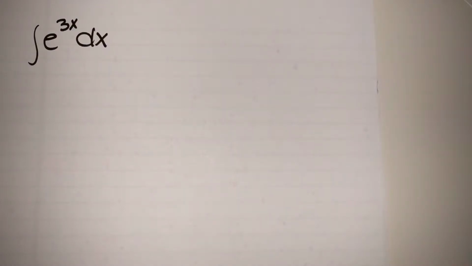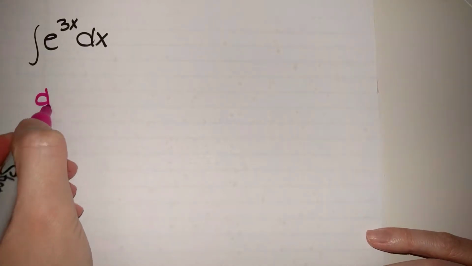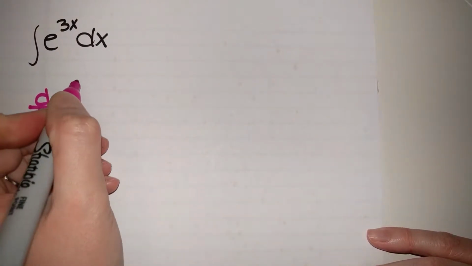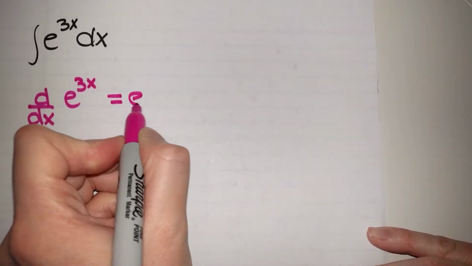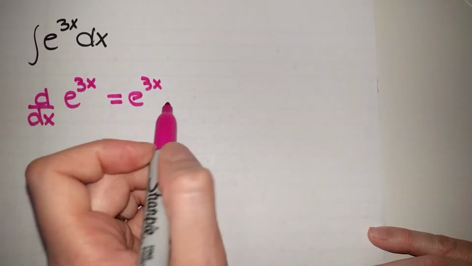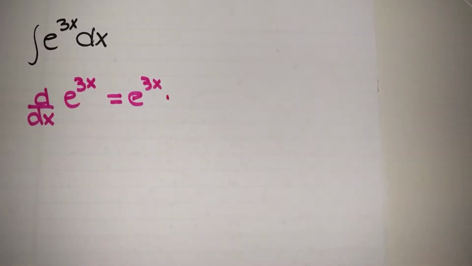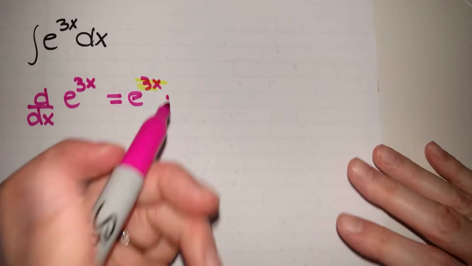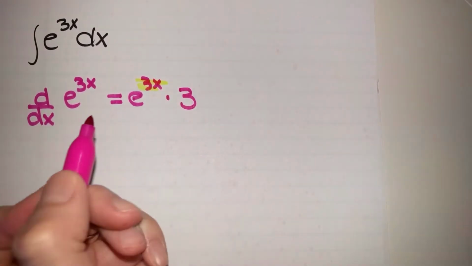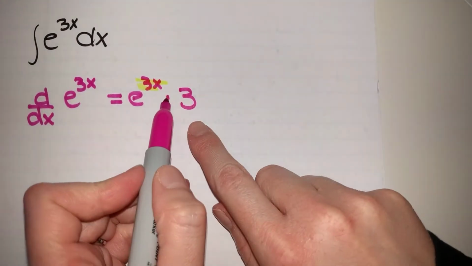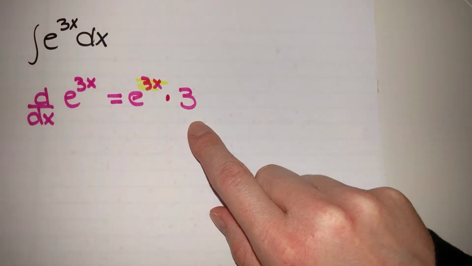All right, so for the integral of e to the 3x, we have to go backwards from the derivative. And if you remember, when we took the derivative of e to the 3x, we rewrote the exponential e to the 3x, and then we multiplied that by the derivative of the exponent. In this case, the derivative of our exponent is just 3. Now, with antiderivatives, we're going backwards, and so the opposite of multiplication is going to be division.